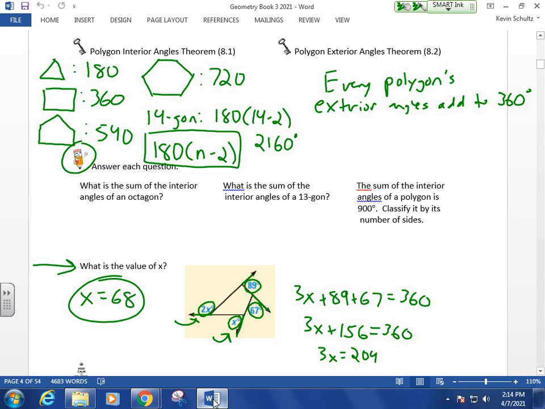All right, so we are going to go over the answers for these three. The sum of the interior angles of an octagon, having 8 sides, that means you are going to be taking 180 times 6. Subtract 2 from the 8. 180 times 6 is 1,080. And that would be the sum of the interior angles for an octagon. No matter whether it's a regular octagon like a stop sign or a funky, messed up octagon, if it has 8 sides, its interior angles will add to be 1,080.